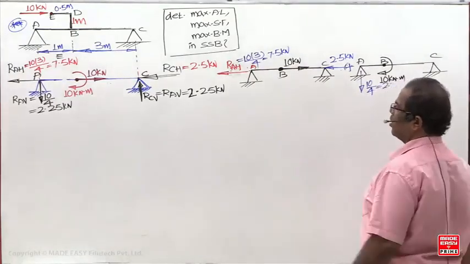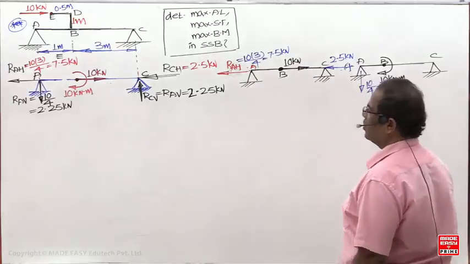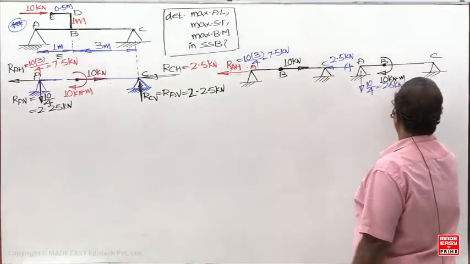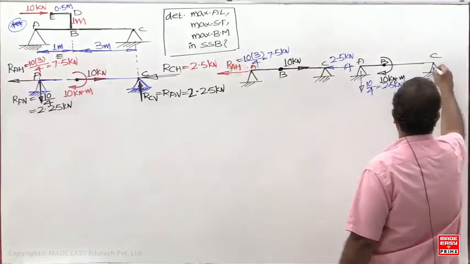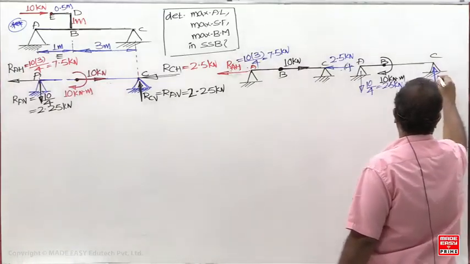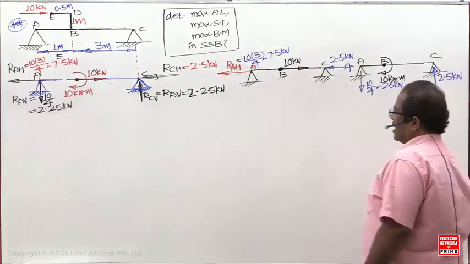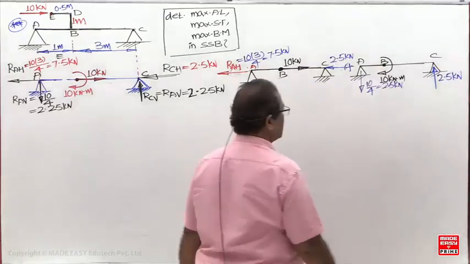So there also I made a small correction here. 10 by 4 is 2.5. 10 by 4 is 2.5, therefore it should be upward.